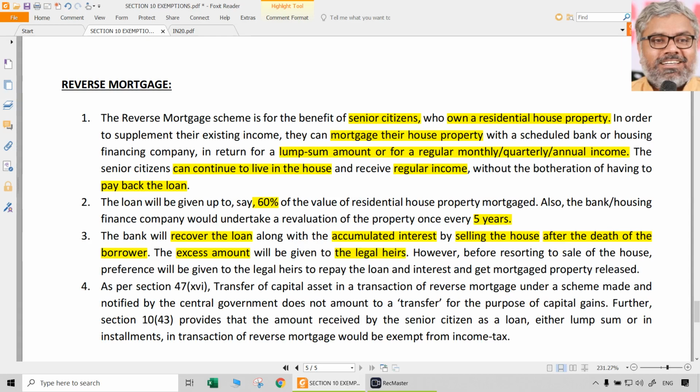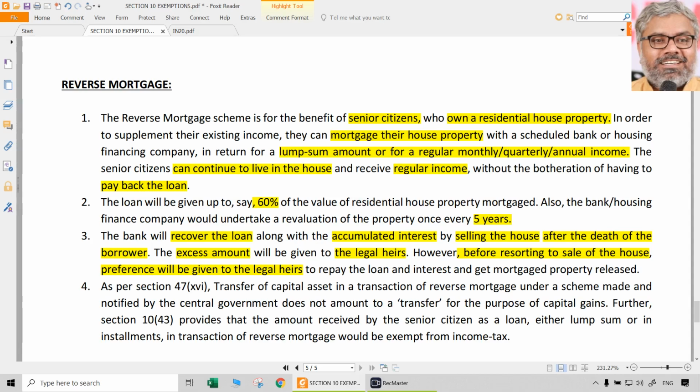However, even before resorting to the sale of the house, preference will be given to the legal heirs to repay the loan and interest and get the mortgaged property released. So the moment they see the borrower has died, they will not directly go to the market and sell that property. They will say to the legal heirs of this old person, this is the loan that the old man has taken. Will you repay it and take this house? You repay it, no problem. You pay the loan and interest and take this house. Then the mortgaged property will be released in the name of the legal heirs.